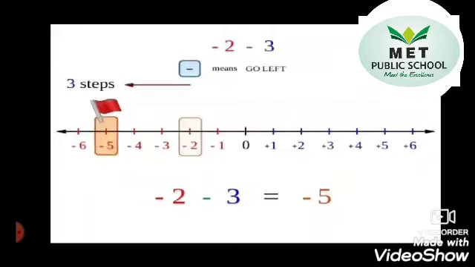Now let us see one more example, minus 2 minus 3. The first digit is minus 2, so begin from minus 2. Second digit is minus 3. Since you have a negative sign, you will move to the left side. As I have already told you, if the second digit is a positive number, then you move to the right side, and if it is a negative number, then you move to the left side. You begin from minus 2. Since you have minus 3 as the second digit, you will move 3 steps to the left side. So your answer will be minus 5.